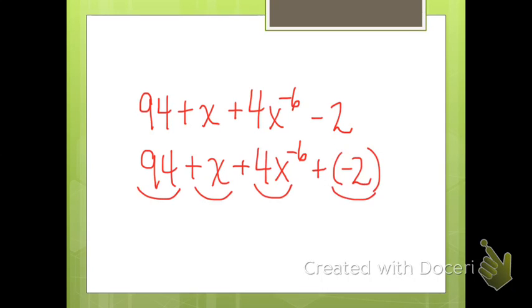I have a term with a power of 1. This is x to the first power. But I have included a term of x to the -6th power. So this whole expression now, because of that term right here, becomes nonlinear.